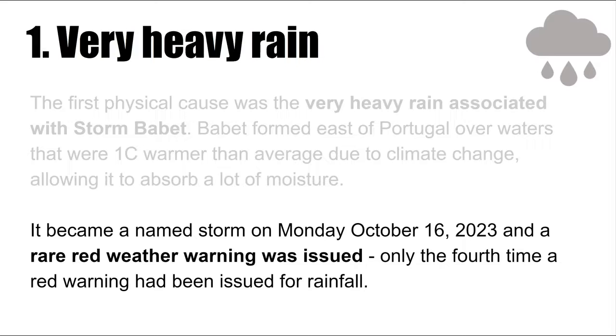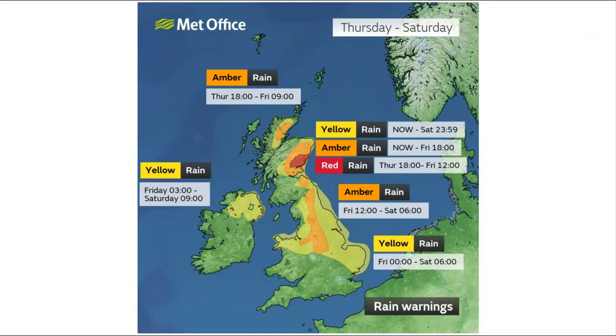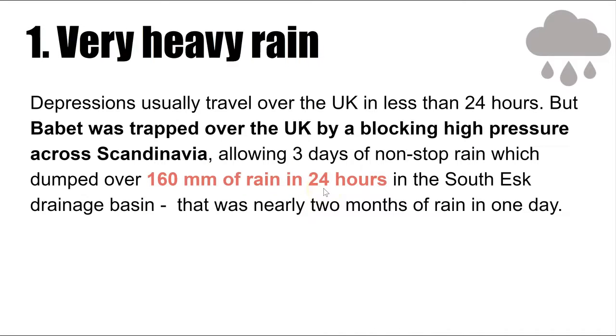And this is only the fourth time that the Met Office has issued one of these for rainfall before. This was the little map that they released in this area here, where you've got the South Esk. They knew in advance that this area was likely to experience a lot of very significant rainfall. And part of the reason for that is because Babette got stuck.